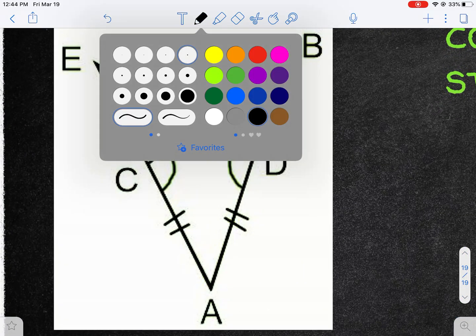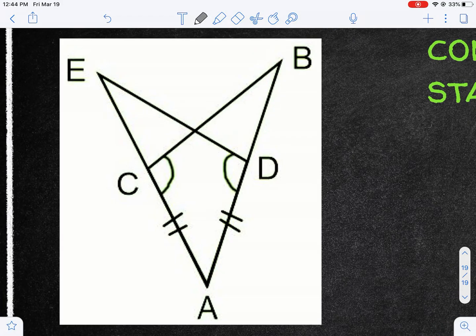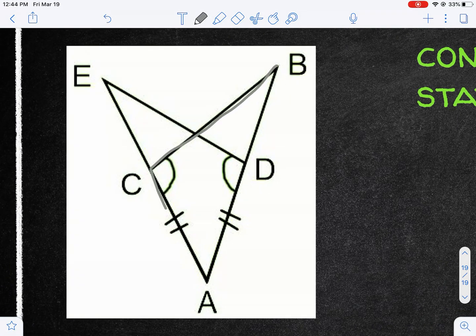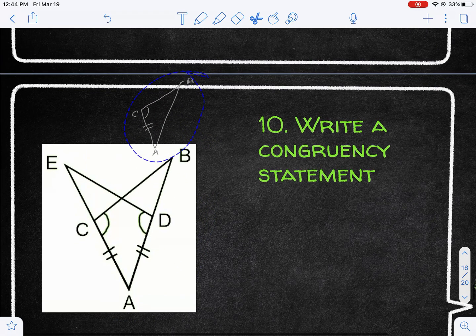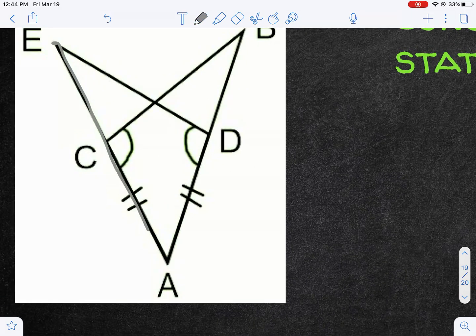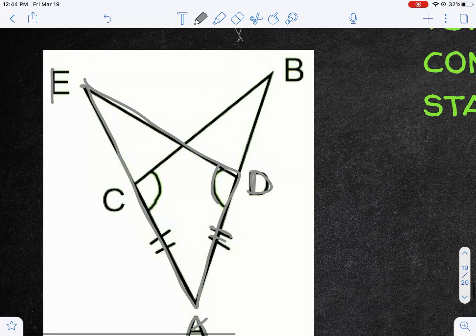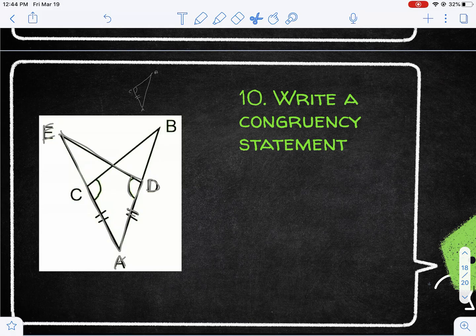All right, on this one I'm going to go ahead and split these triangles again, just like I did before. So I have this side, and B is here. And then I have this side, and E.